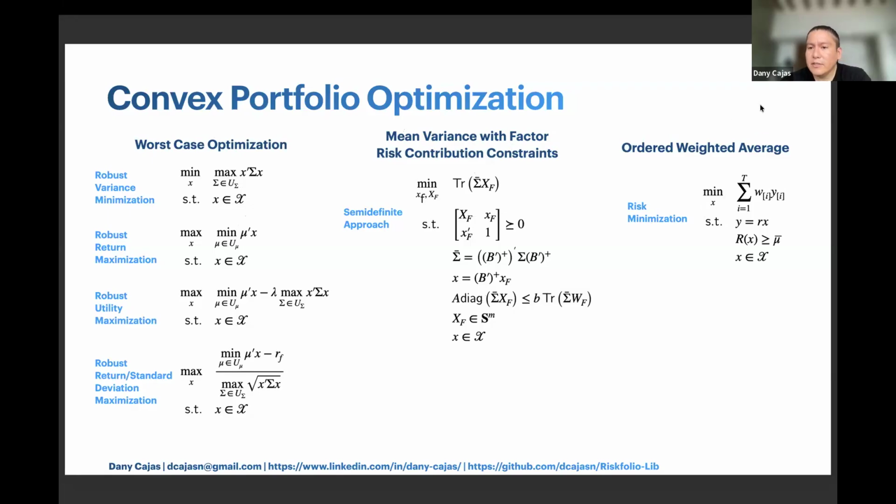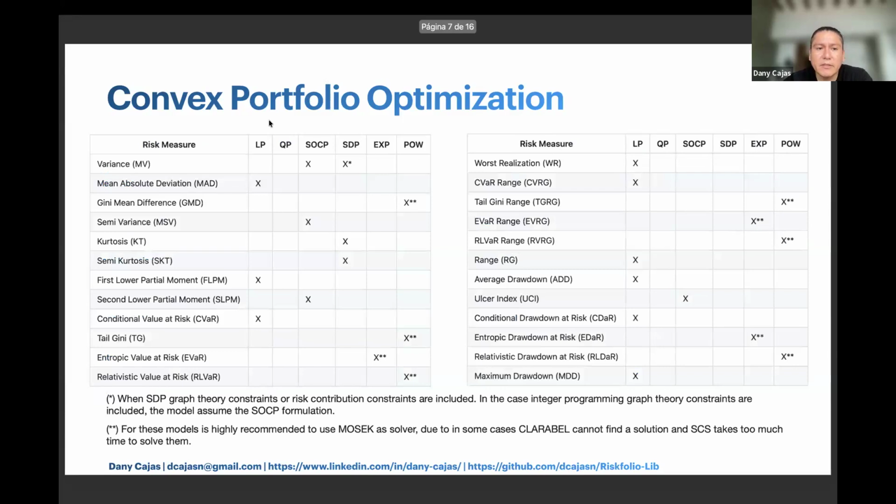And also, Riskfolio-Lib has the ordered weighted average model. That is a model that allows us to express several risk measures like the conditional value at risk, the Gini mean difference, the tail Gini, the range, as one expression, just changing this weight vector. Okay, these are the five kinds of models that Riskfolio-Lib can solve using convex optimization.